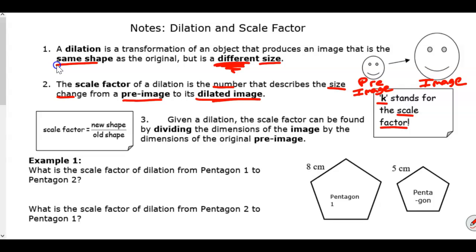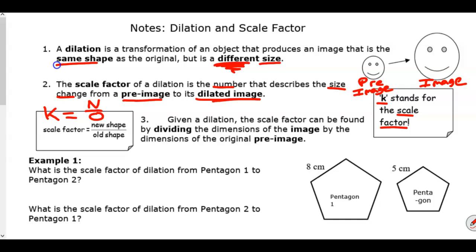Now, to do today's work, you got to know something. Y'all ready for this? You need to know "no." Y'all know "no"? Not yet. All right, check it out. Scale factor is what letter again? K, right? K equals what over what? New over old. New shape over old shape, right? So K equals N over O. Y'all know how to spell "no"?